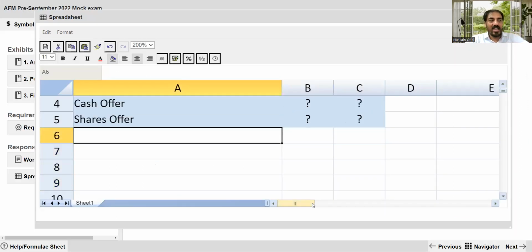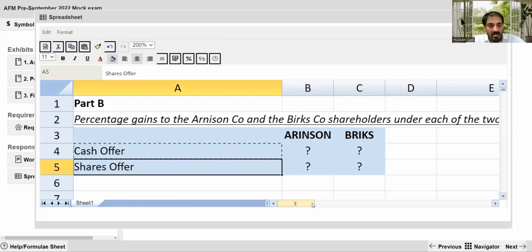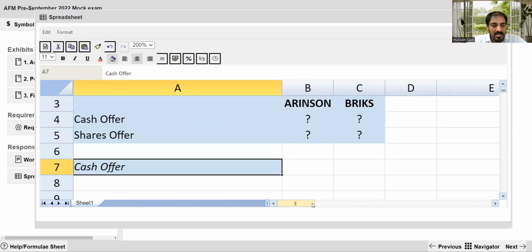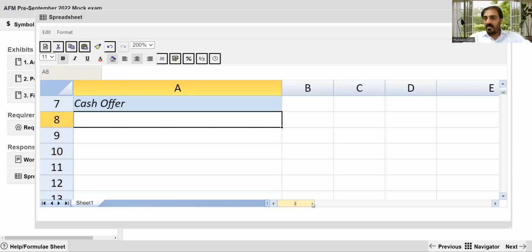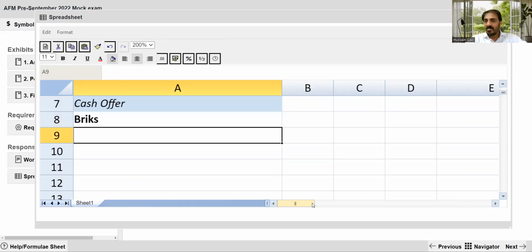Okay, now number one, cash offer. So Control C, Control V. The cash offer one by one. Number one, start with the target, Bricks. So number one, receive. Left hand side is the main workings. Right hand side is your supportive workings. Okay. Bricks as a target company, the cash offer. Receive, that is what they will receive, the cash offer.